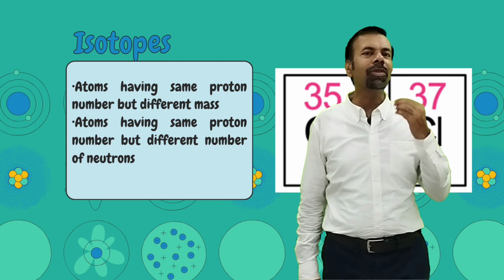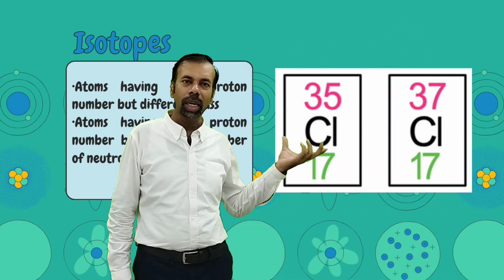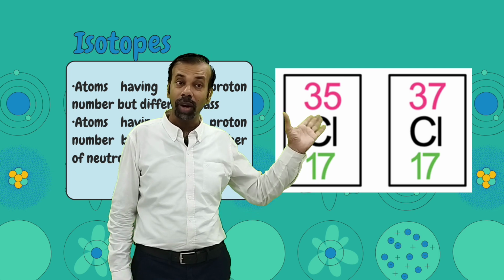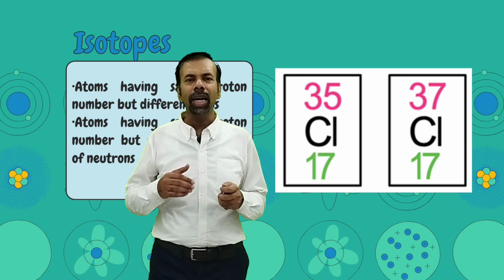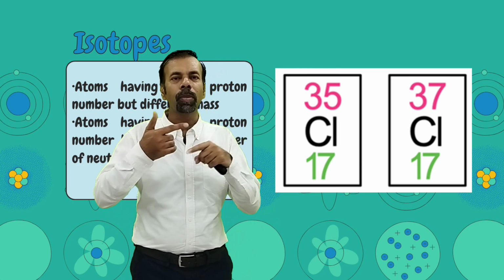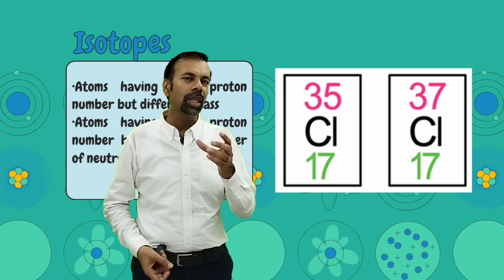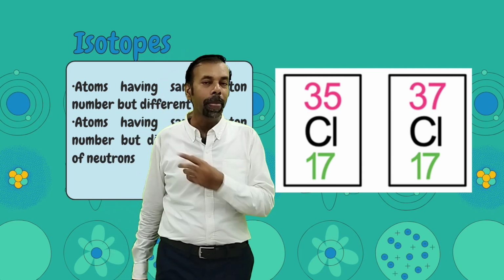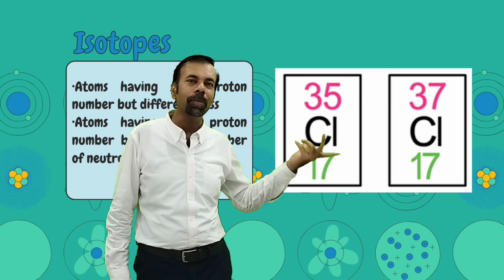Like I have two isotopes of chlorine. One is chlorine 17 and 35, and one is 17 and 37. If I analyze some sample of chlorine, I will be getting two types of masses. Some atoms are lighter and some are a bit heavier. So these are called isotopes of chlorine. As you can see, both the isotopes have the same proton number.